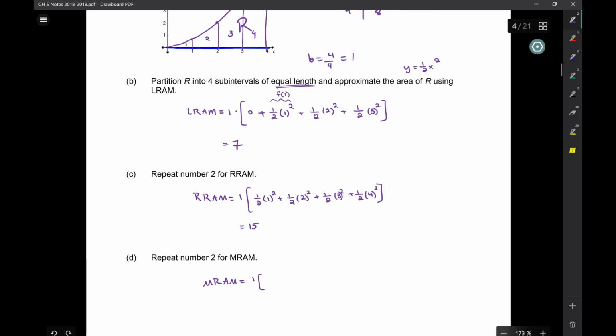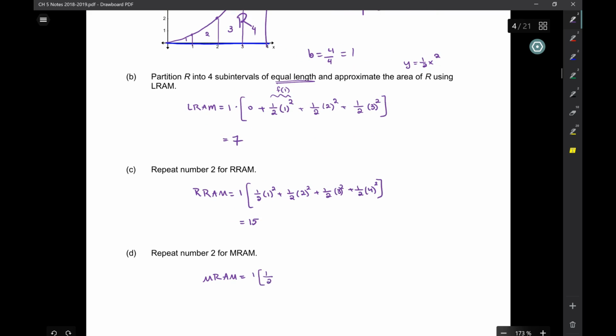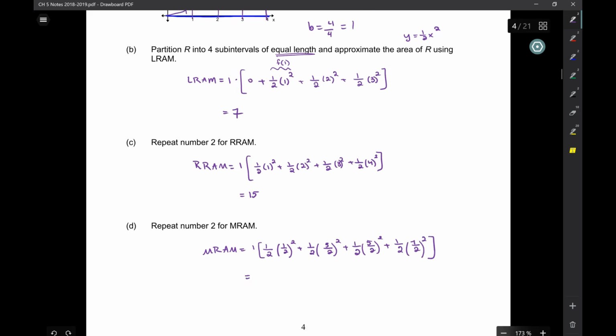Times. Now I need to do the midpoint. So what's the midpoint of the first rectangle? Half squared, 3/2 squared, 5/2 squared, and 7/2 squared. Right? Because they're at 0.5, 1.5, 2.5, 3.5. Turns out this gives you 10.5.